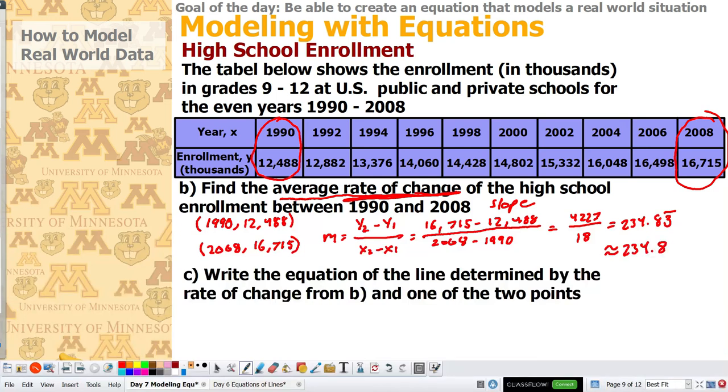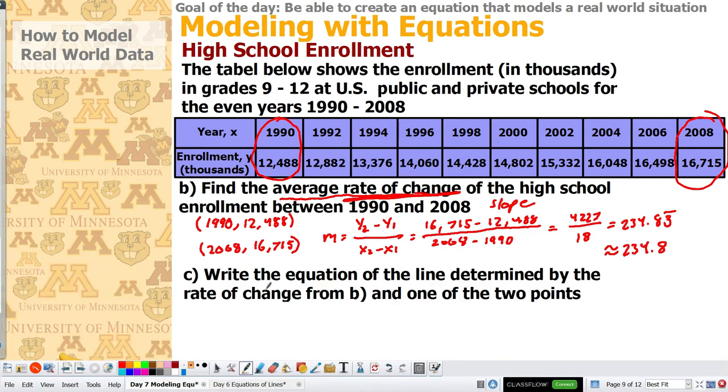234.8. That's my slope. And again, what does this mean in context? First of all, it's positive, so we're increasing by this many thousand students every year. That's its rate of change. The student enrollment is increasing by this much per year.